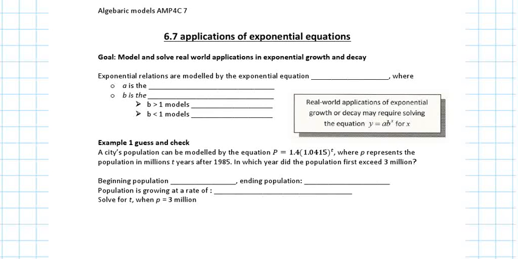So exponential relations, we said that they're modeled by the exponential equation y equals a times b to the power of x. We talked about that in grade 11. Do you remember what a represents? The initial value, the starting point, so when x is equal to 0. And b we call the growth or decay factor.